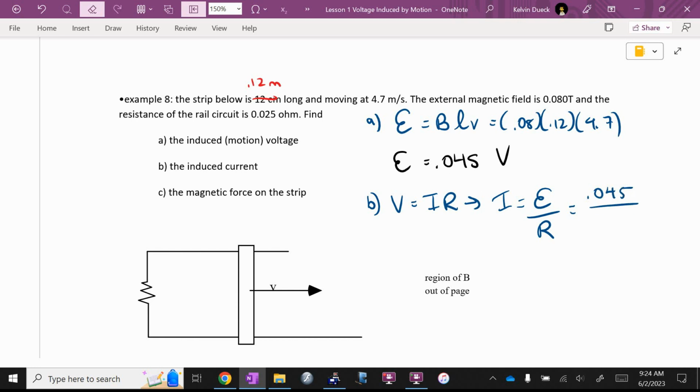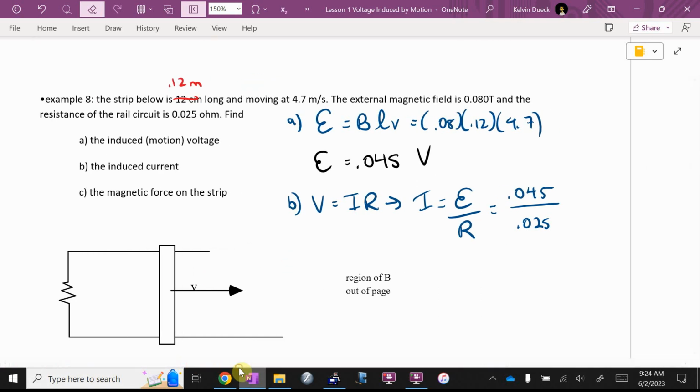It's going to be 0.045 divided by, they did tell me a resistance, I hope. 0.025. What do you get? Oh, 1.8 amps. That's substantial. 1.8 even? Okay.